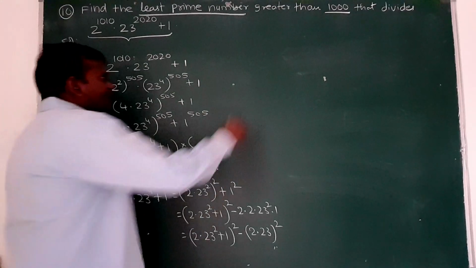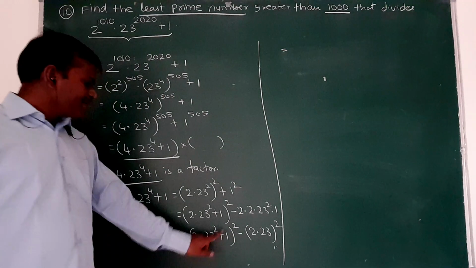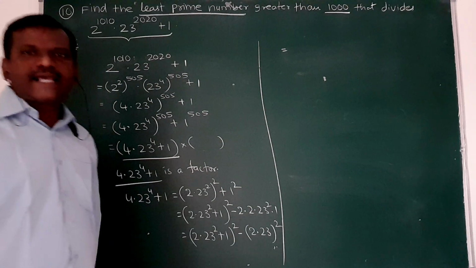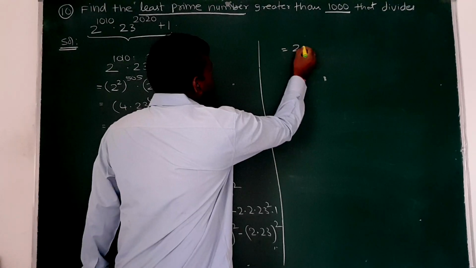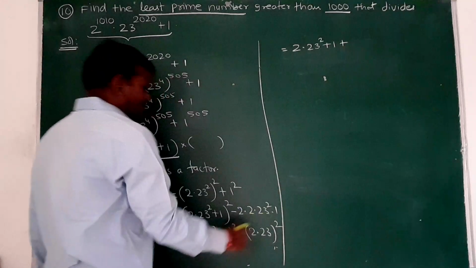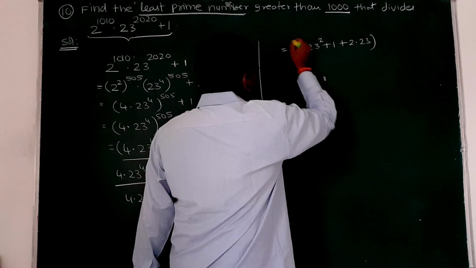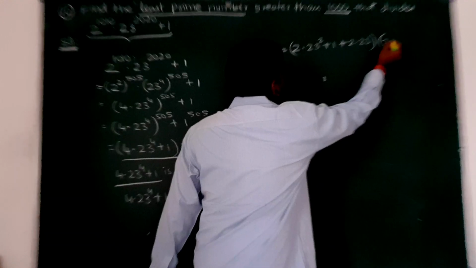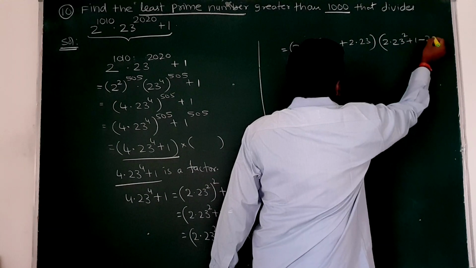Again that will be factorized. This is of the form a^2 - b^2, so I will use (a + b)(a - b). That means (2 × 23^2 + 1 + 2 × 23) × (2 × 23^2 + 1 - 2 × 23).